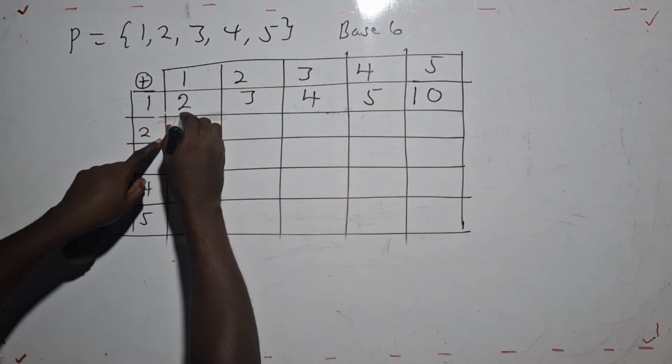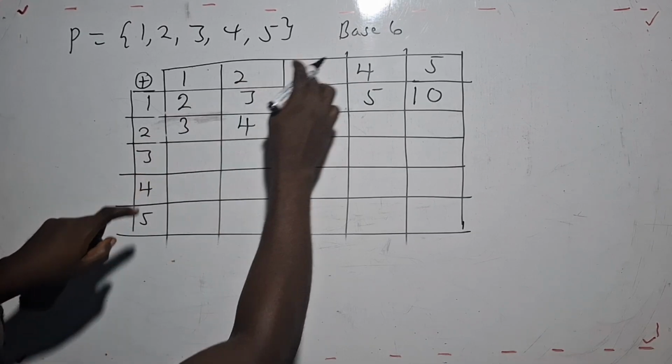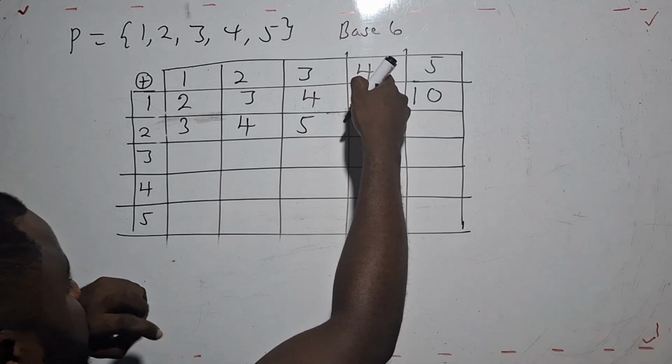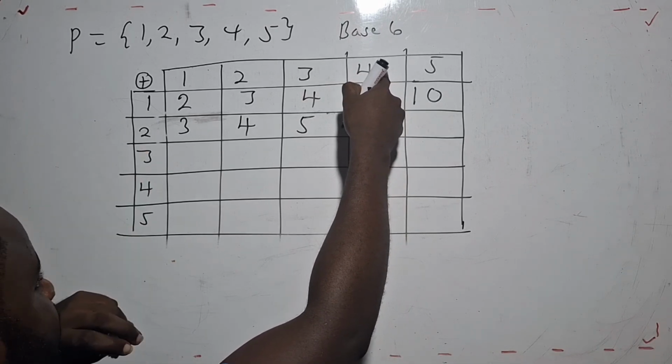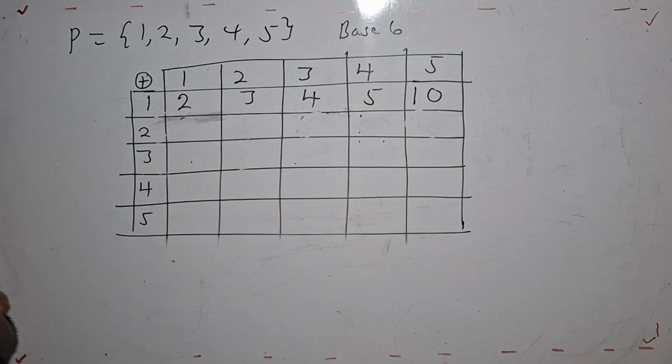2 plus 1 is 3. 2 plus 2 is 4. Accepted. 2 plus 3 is 5. It's also accepted. Now 2 plus 4 is 6 again. 6 divided by 6 is 1, remainder 0.